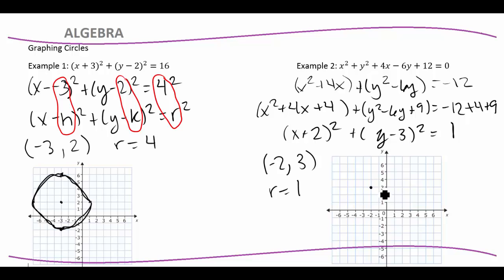So we're going to go 1 to the right, which is going to be (−1, 3). We're going to go 1 to the left, which is going to be (−3, 3). And we're going to go 1 up, which is (−2, 4). And we're going to go 1 down, which is (−2, 2). And now we're going to connect our 4 dots that we created after the center, and that's going to give us our circle. And there's our circle. And that's how you graph circles when they're in standard form and in general form.